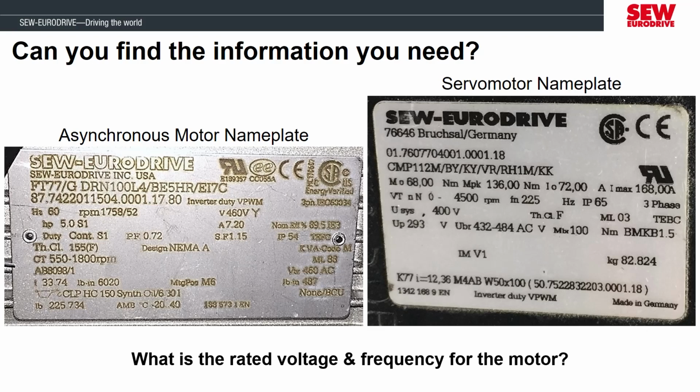Let's reveal the answers. The standard motor is rated for 460 volts at 60 hertz, and the servomotor is rated for a system voltage of 400 volts at 225 hertz. Servomotors have to be operated on inverters, so that's why it shows a system voltage instead of a rated voltage.